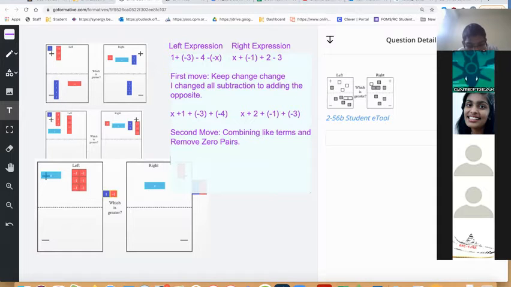Students are saying on the left is x plus negative 6, right? Because we have an x and then we have 6 negatives. And then what do we have on the right? What do we have on the right here? On the right, a couple students are putting in that we have x plus negative 2.